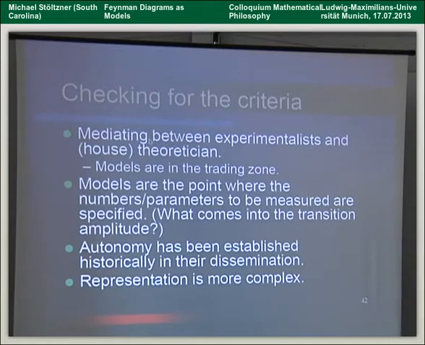Because you're not measuring a single Feynman diagram, you are adding up some Feynman diagrams and then you square that and make an amplitude, and you have to know what's going in your box, right? So you decide what graphs go in your box. So your Feynman diagrams tell you what numbers you want to crunch. And autonomy has been established historically in the dissemination. This is really now an autonomous business where experimentalists and theoreticians talk to each other.